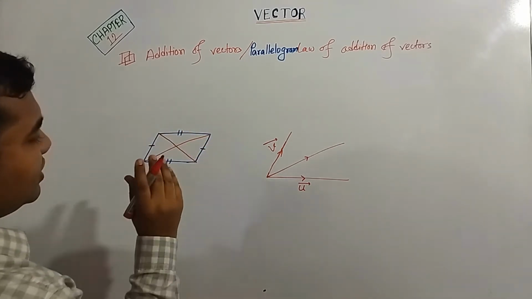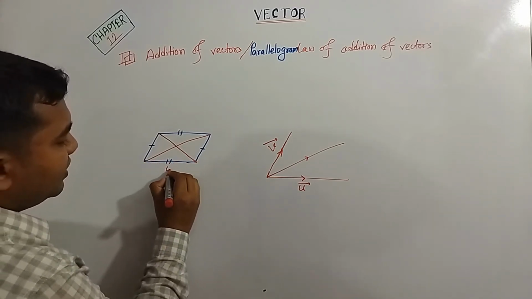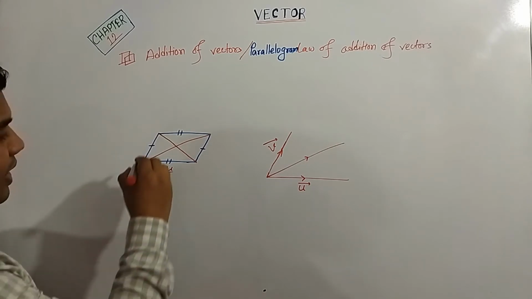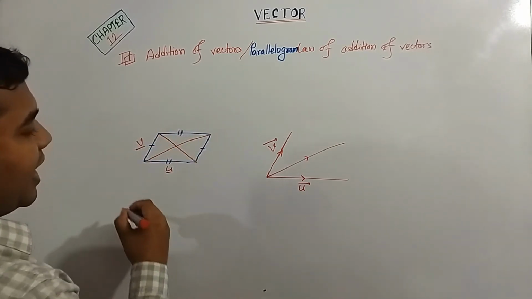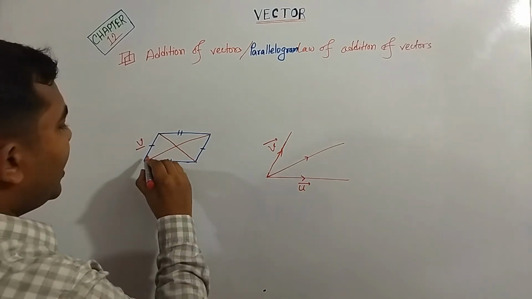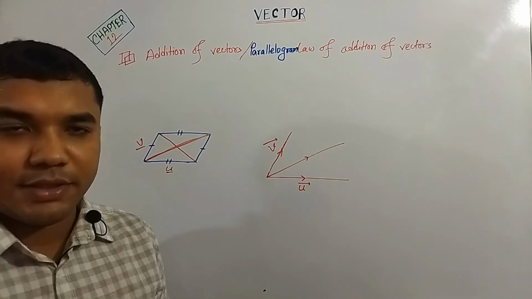So here, this line is actually represented by a vector, and this line is represented by another vector. We have to find what? We have to find the length of the diagonal. How can we go for it?